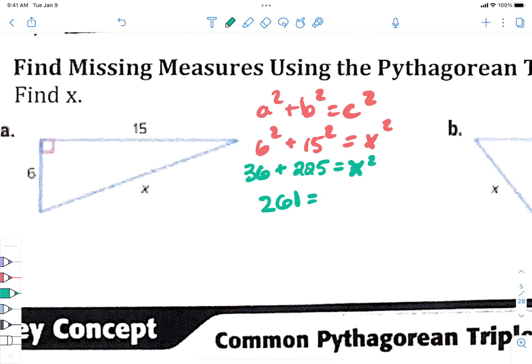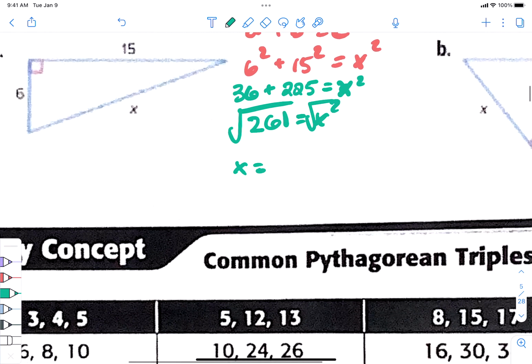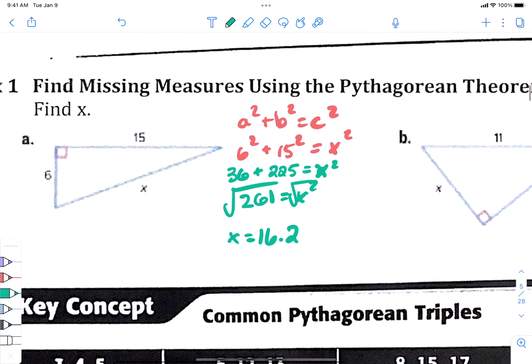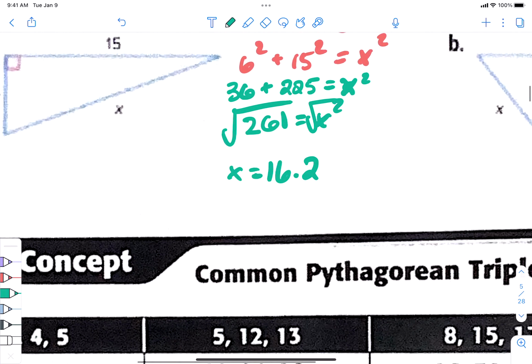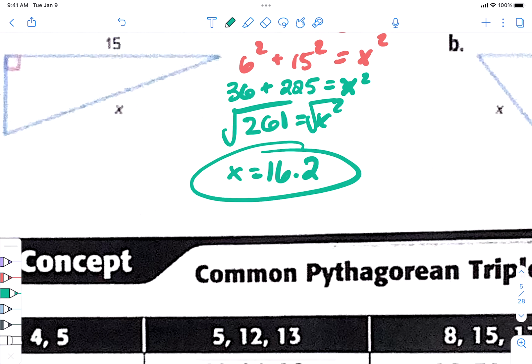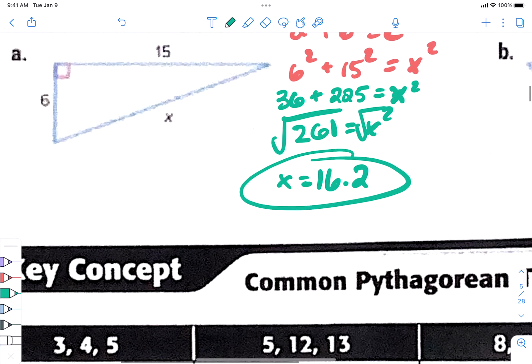261, I think, equals x squared, and take the square root. We'll go ahead and figure it out as a decimal. Square root of 261, what do you got? 16.155. Let's go 16.2. We'll go one decimal place. So 16.2 is the hypotenuse. It has to be the longest side, so that seems appropriate.